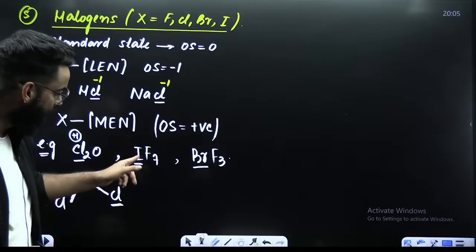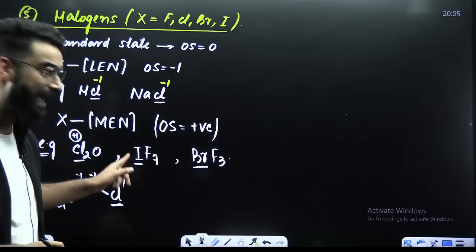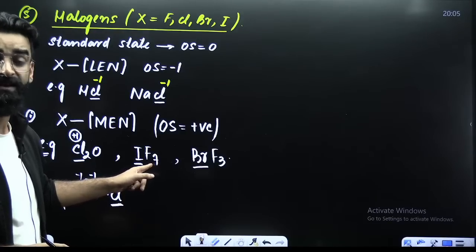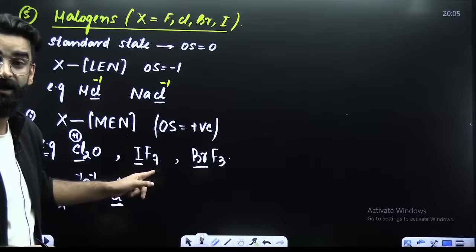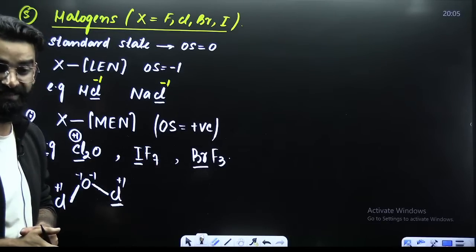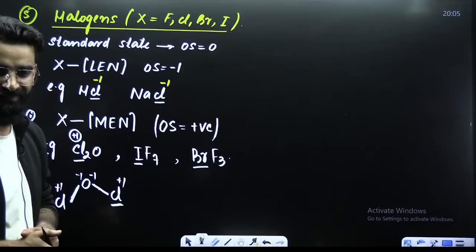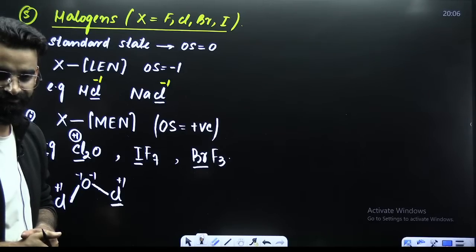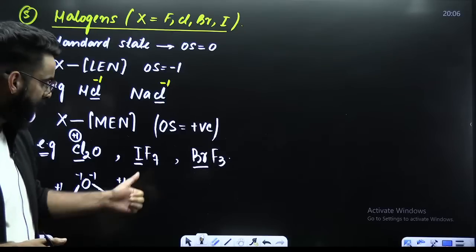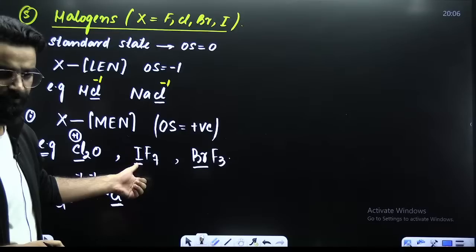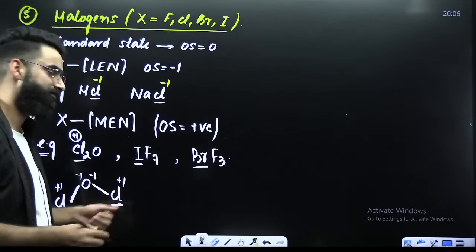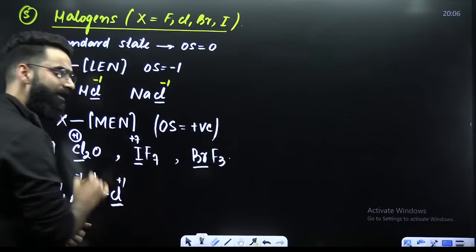Now, look at this IF7. Look at this iodine. Iodine is attached with 7 fluorine atoms with the help of single bonds. So 7 single bonds. What do you think? What will be the oxidation state of iodine here? Quick. It has to be +7, right?